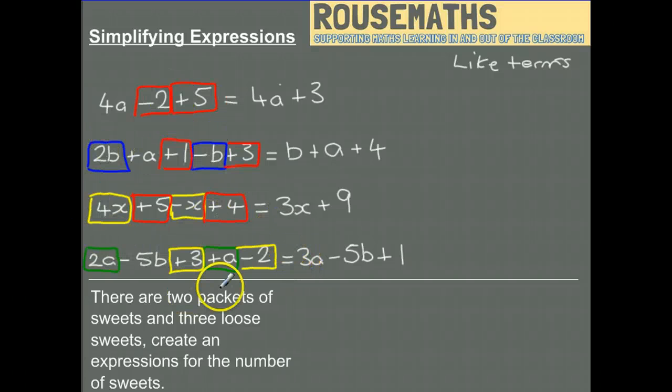Do use this method yourself of putting circles or squares around like terms, because that's quite an important part to remember. We've got one final problem at the bottom here, which is more of a wordy problem. There are 2 packets of sweets and 3 loose sweets. Create an expression for the number of sweets. Well, we don't know how many are in the packet, so I'm just going to say a packet has n sweets in it.